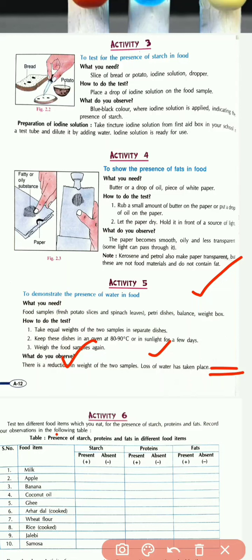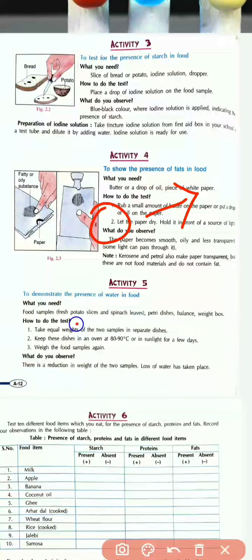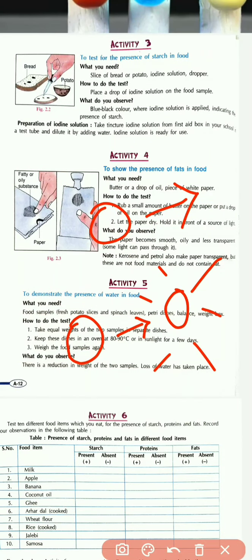So you have to take the sample, weigh the sample before, then put it in the sunlight. Take the sample, weigh the sample at first, then put it in sunlight. After a few days, if you take the sample again and weigh it, you will see that there is a great reduction in the weight of the sample.